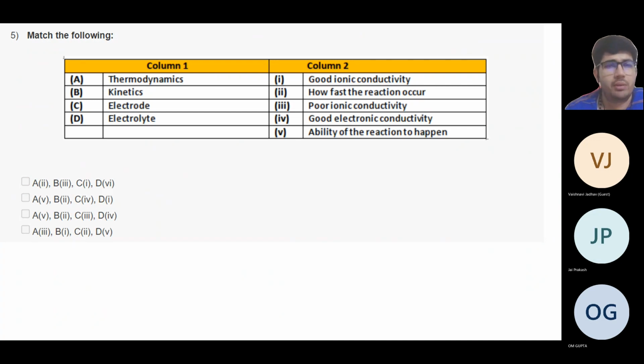Question number 5, match the following. We have two columns. Column 1 has properties like thermodynamics, kinetics, electrode, electrolyte. Column 2 has some other items like good ionic conductivity. For batteries, you have to see these columns 1 and 2 from the battery perspective and match them. So take 2-3 minutes and let me know the answer.